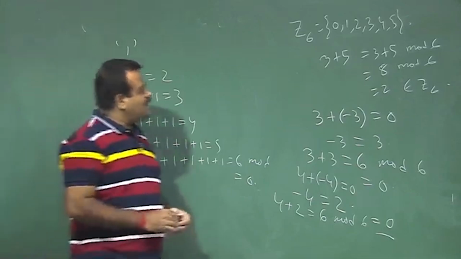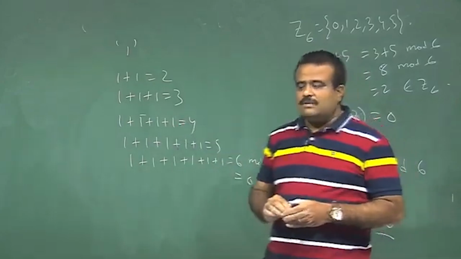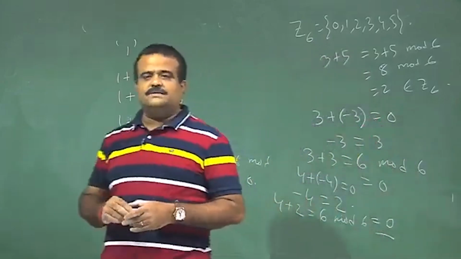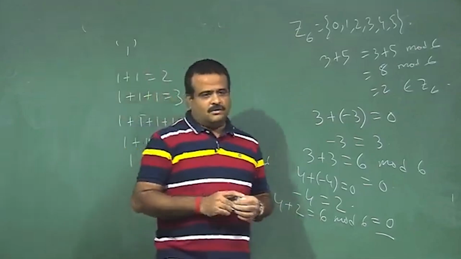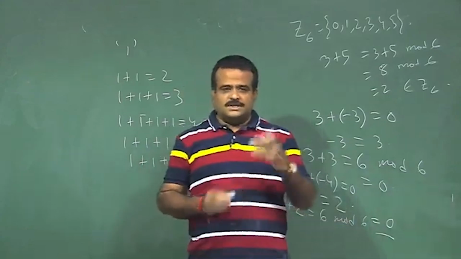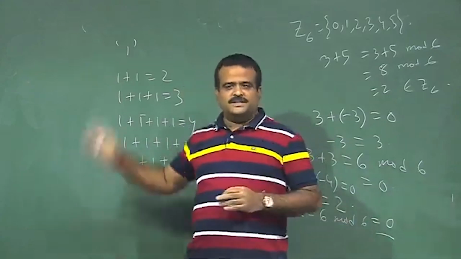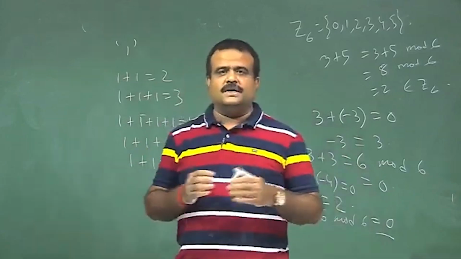So we checked this in the additive sense. We defined the addition over this set. Now we will talk about the multiplicative sense, whether it is a group under multiplication or not. We will see that in general, in the multiplicative sense, Zn is not a group. So we will see that. Thank you.